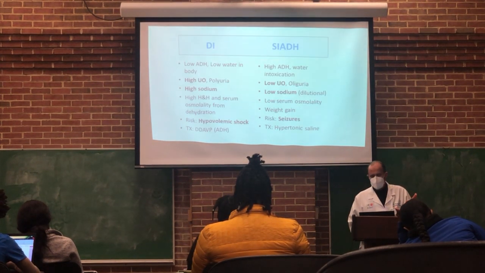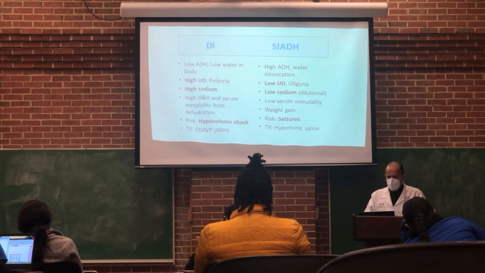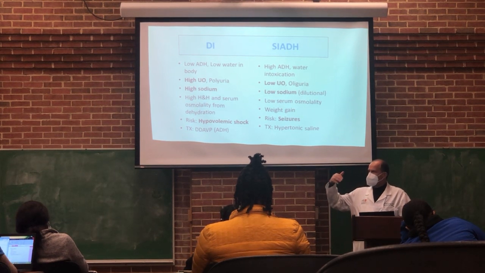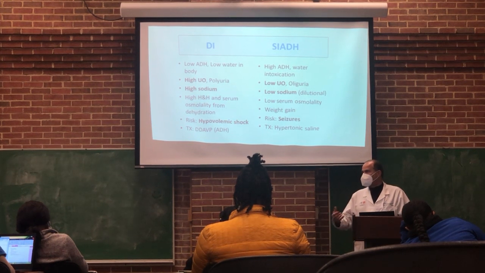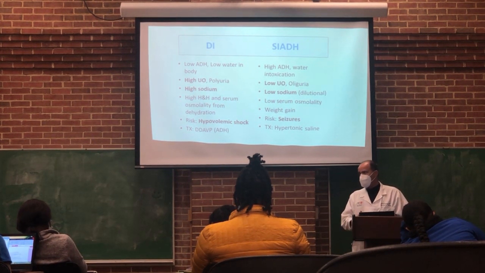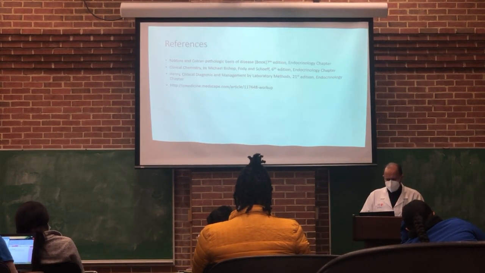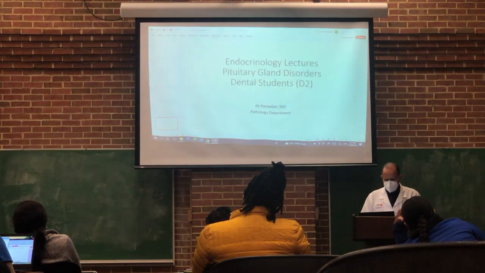What does the other one stand for? Which one? Diabetes insipidus, and what's the other? SIADH, syndrome of inappropriate antidiuretic hormone. When the antidiuretic hormone is high in the blood, it can be because of medication. There are certain medications that increase the level. It can be because of a trauma, or a tumor producing ADH. So there are several causes for this. That's about the pituitary gland.